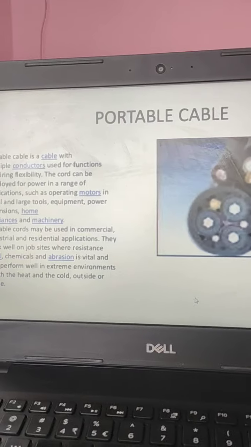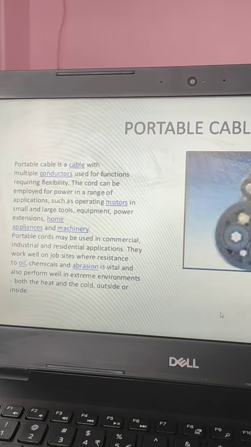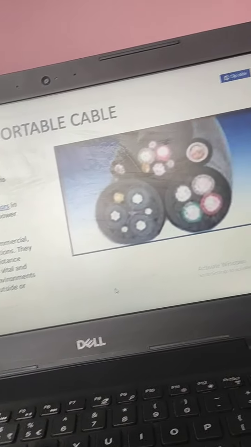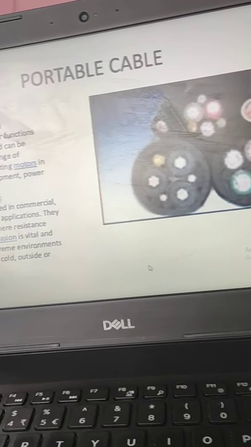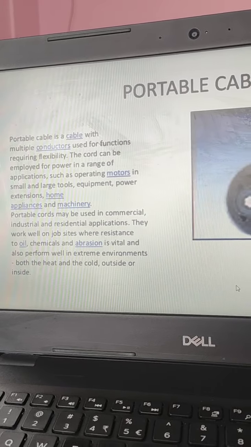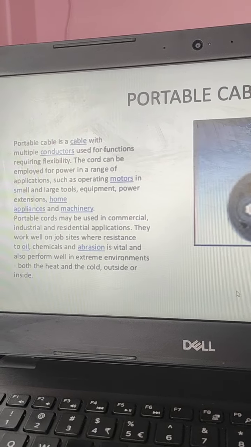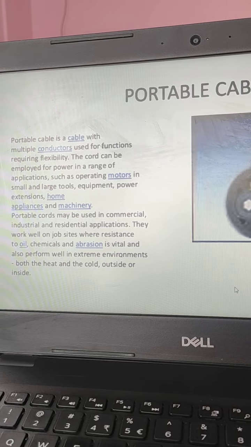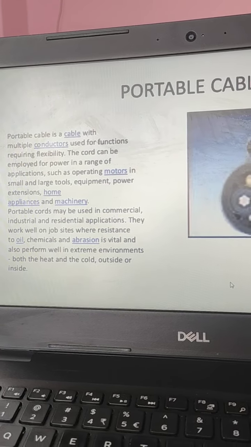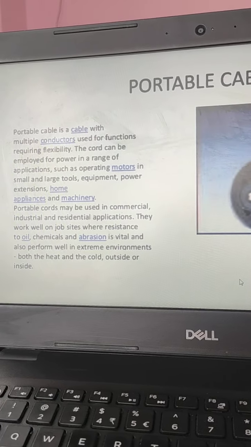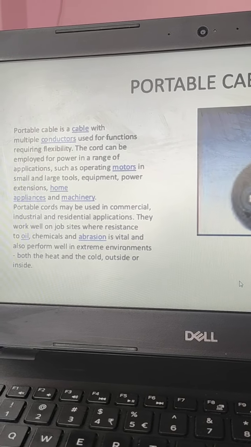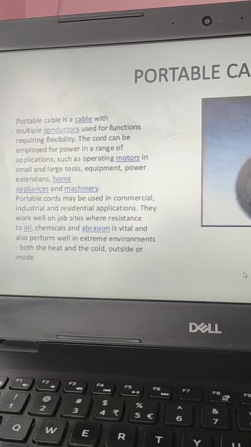Then another cable that we call a portable cable. This type of cable has multiple conductors and is used for functioning that requires flexibility. The cord can be employed for power in a range of applications such as operating motors in smaller and larger tools, equipment power, home appliances and machinery.